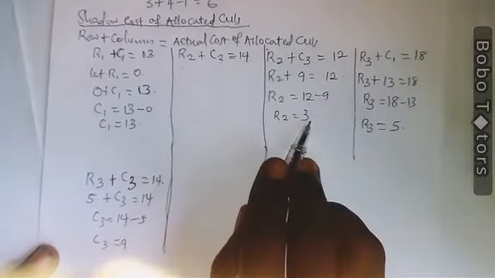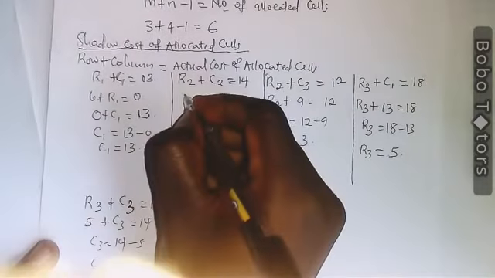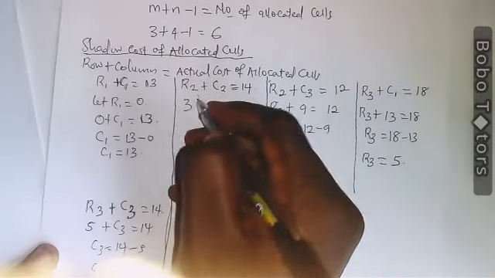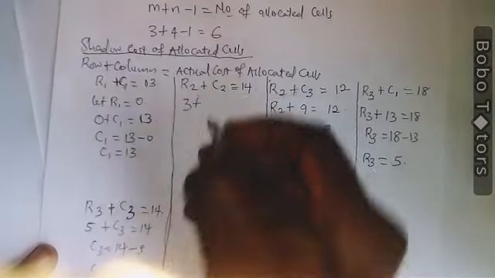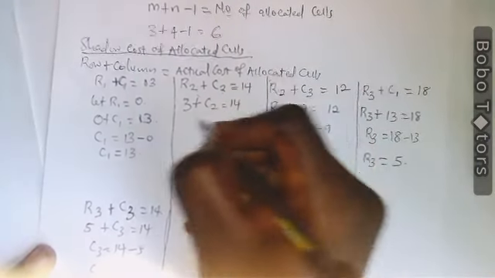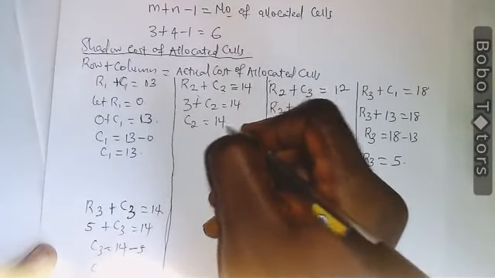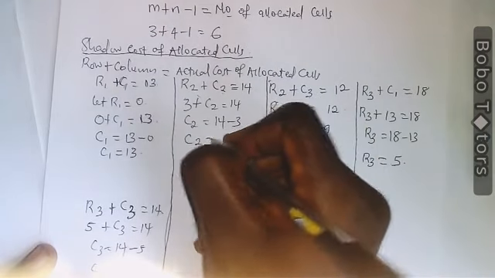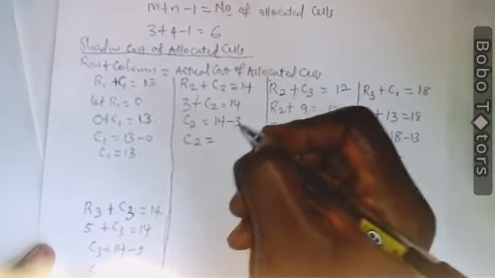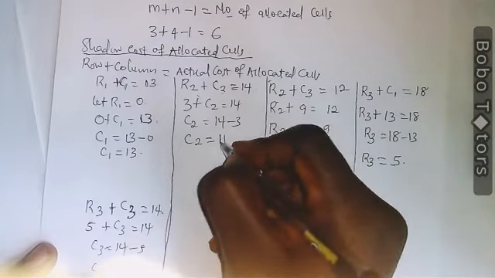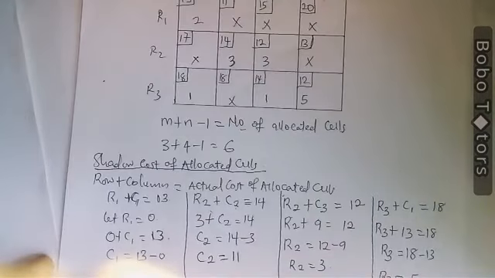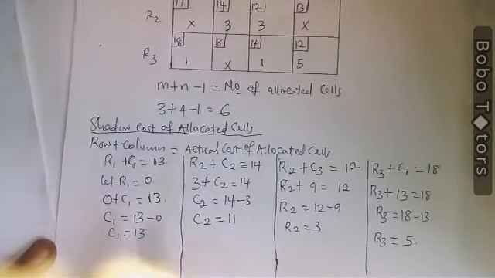Since I know my row 2, I can now go back here. 3, which is row 2, plus column 2. I don't know my column 2, equals 14. Column 2 equals 14 minus 3. Then column 2 equals 11.